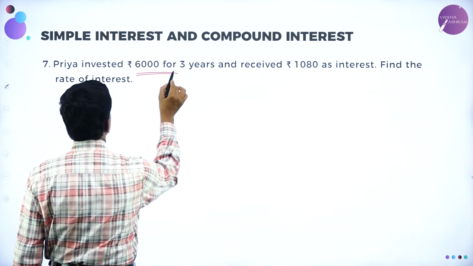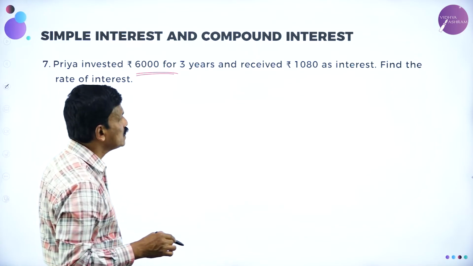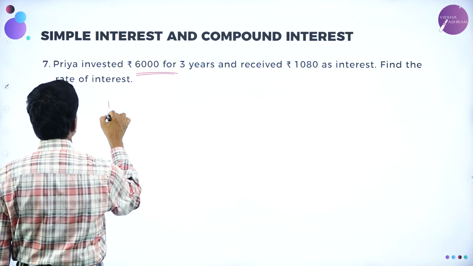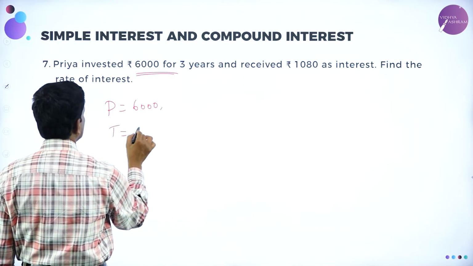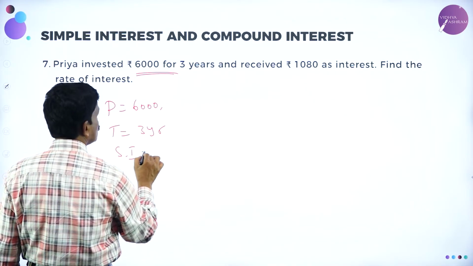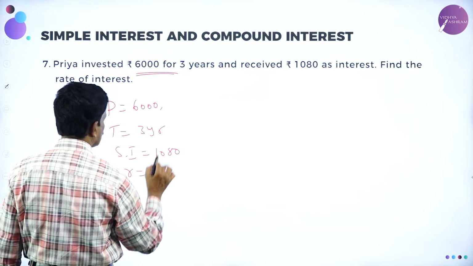Priya invested rupees 6,000 for 3 years and received rupees 1,080 as interest. Find the rate of interest. So Priya invested, what is the principal here? 6,000, for the time period T is equal to 3 years, and she will receive an interest SI is equal to 1,080. Find the rate of interest R, which is the question mark.